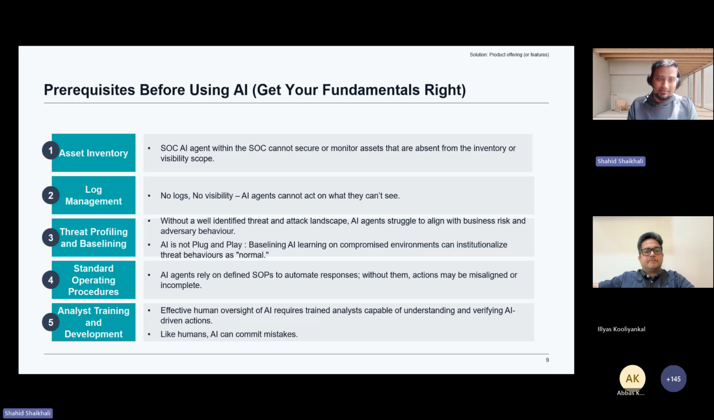And analysts need to be trained. Effective human oversight of AI requires trained analysts capable of understanding and verifying AI actions. It is very important to understand that, like humans, AI can make mistakes too. And we obviously need oversight of the actions done by AI in the current times that we live in. This may change in future. In about a year from now or 6 months from now, the AI could be more efficient. But as we stand today, we need oversight on everything that's done by the AI.